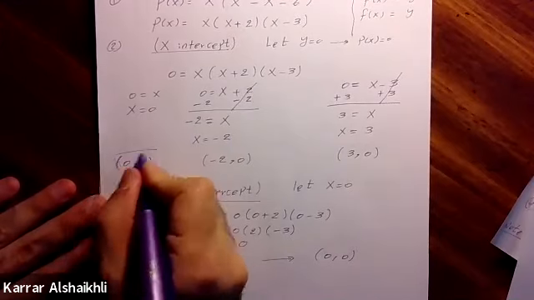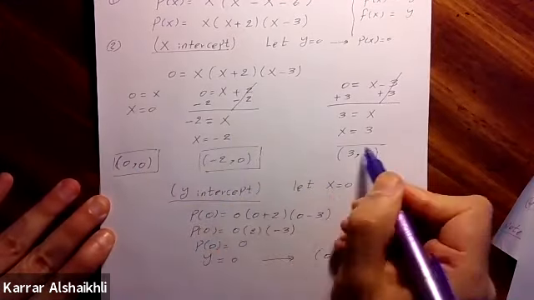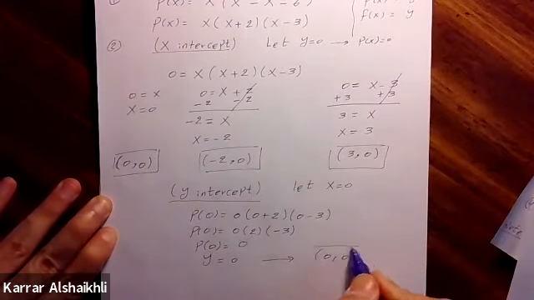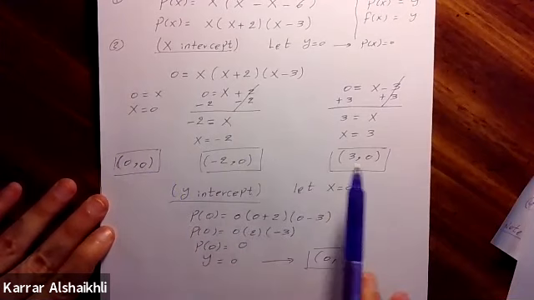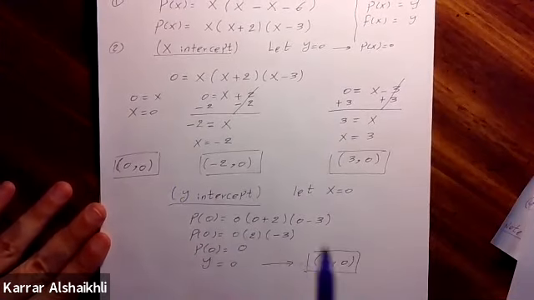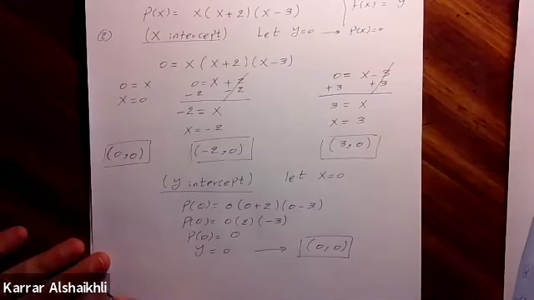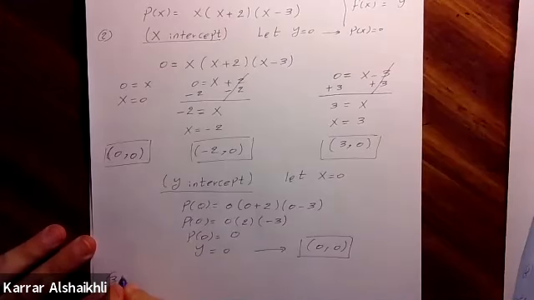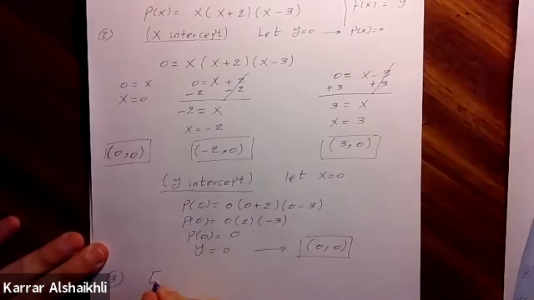You see, these points are really important because they help me graph the polynomial function. For the x-intercepts, I got 3 points. For the y-intercept, I got 1 point. We're going to use these points to graph the polynomial function. So let's now do step 3, finding the end behavior.